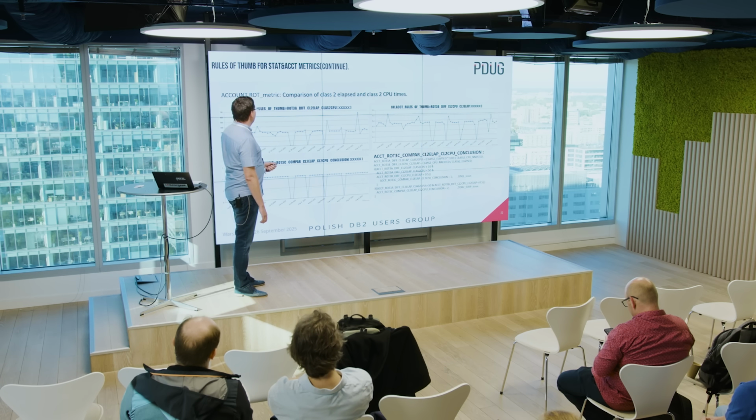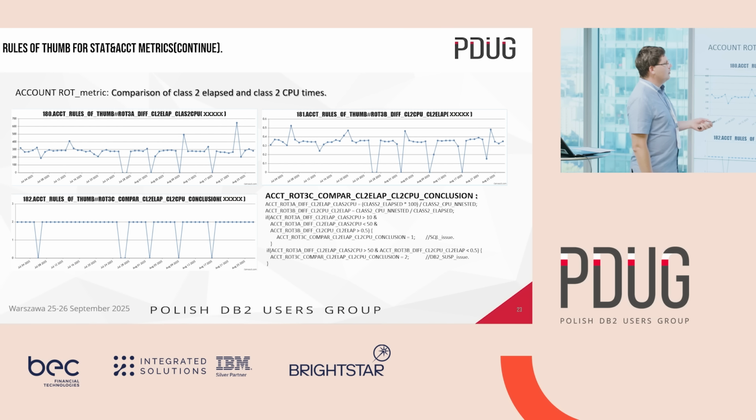Second, comparison of class 2 elapsed and class 2 CPU times. The ratio of class 2 elapsed and class 2 CPU times indicates a potential problem with SQL. If the difference between class 2 elapsed time and class 2 CPU time is between 10 and 15%, the problem probably lies with SQL. Use an explain or SQL activity report.